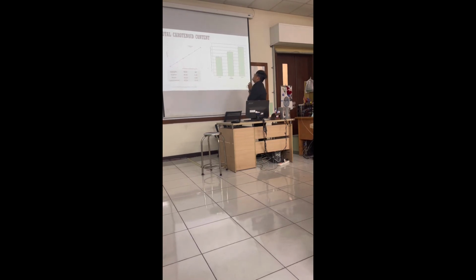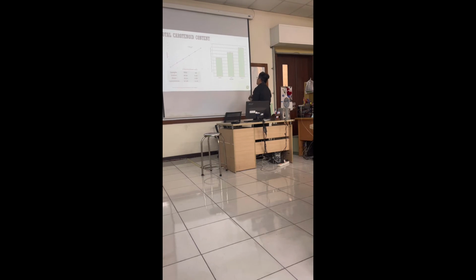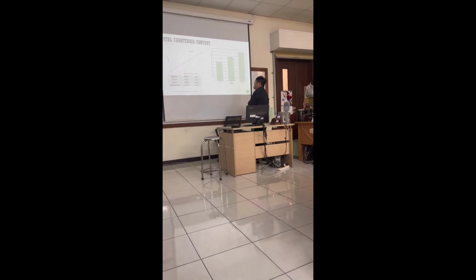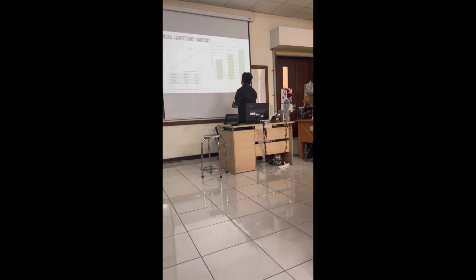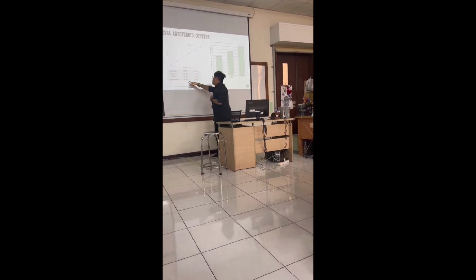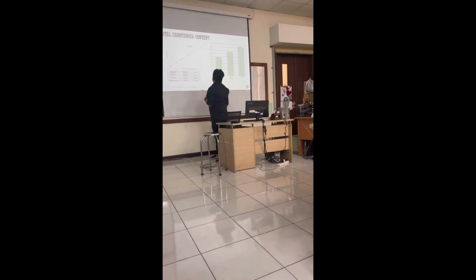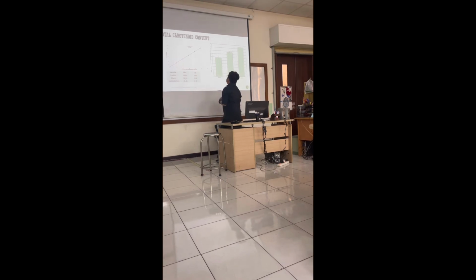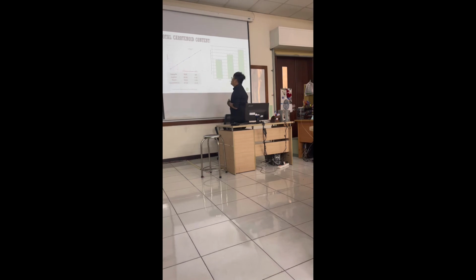Next, this is the total carotenoid content. From this, you can see that the optimization gets the highest carotenoid TCC. It has 47.6 milligram beta carotene per 100 milligram oil, while the soxhlet has the lowest.